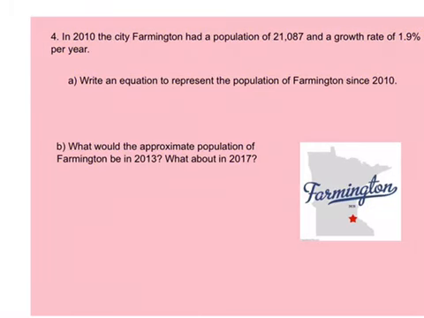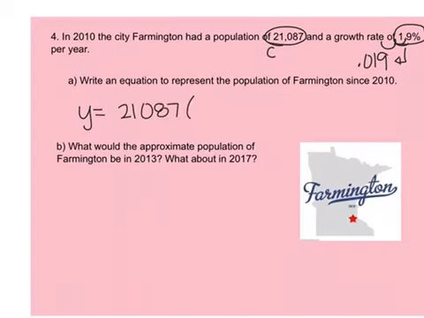So example number 4 here, in 2010, the city of Farmington had a population of 21,087 and a growth rate of 1.9% per year. So I want to write an equation that represents the population of Farmington since 2010. So I have my C value, my starting point, and I have my rate. But the issue again is that my rate is a percent, so we want to change that into a decimal first. So I get 0.019, just move that over twice. Now I can write that equation. So I get 21,087 times 1 plus 0.019. Again, we're talking about years, so I'm going to use the t exponent.